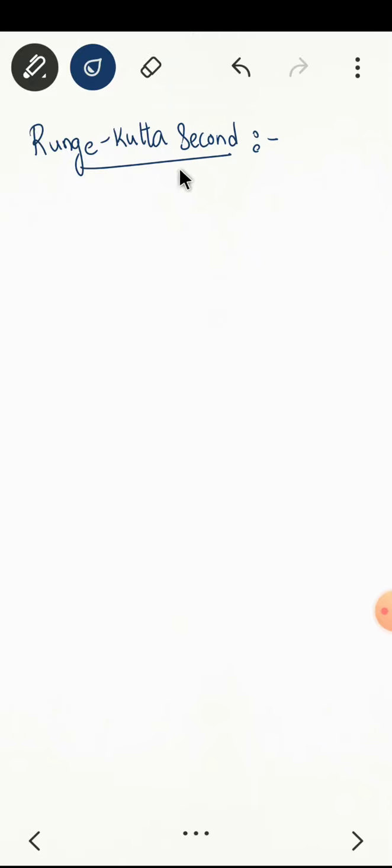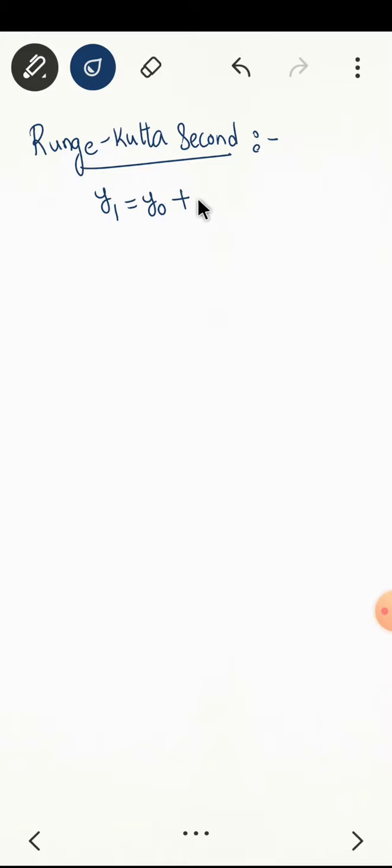Okay, let us explain Runge-Kutta second order method. We can also call it the improved Euler-Cauchy method. How do we find the root using the Runge-Kutta second order method? The procedure is a bit different.